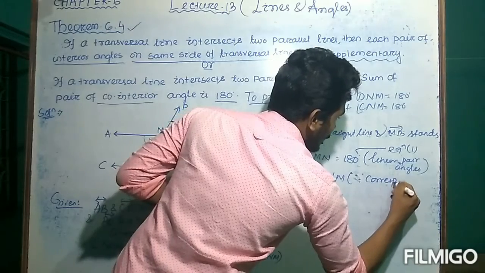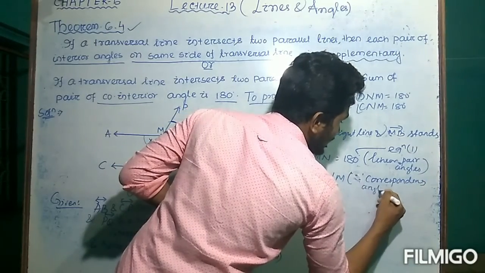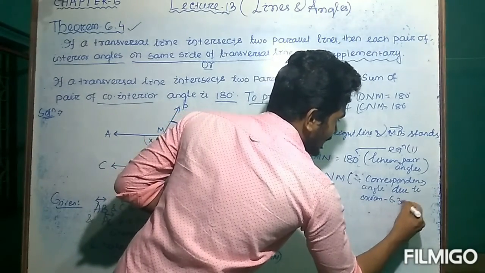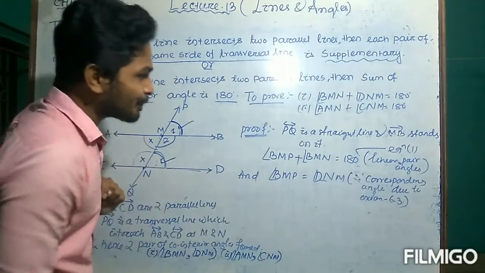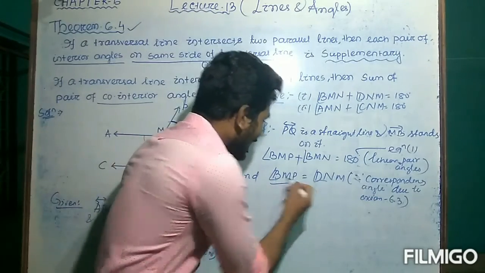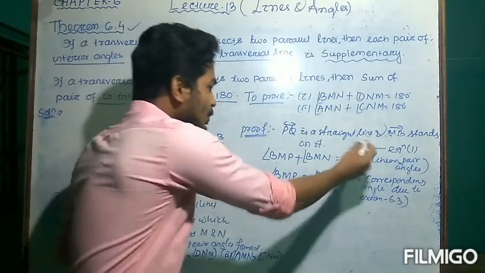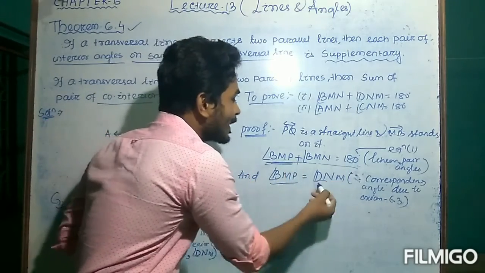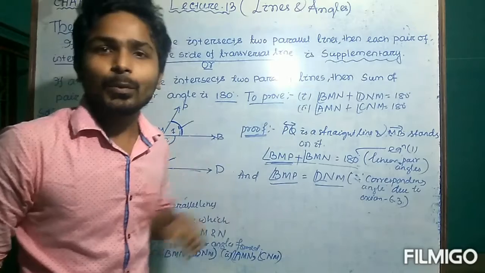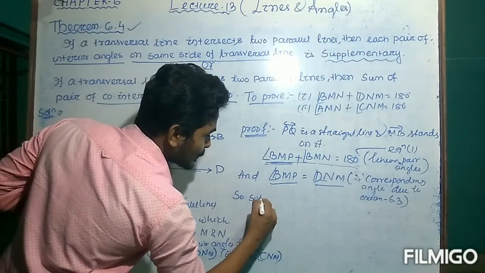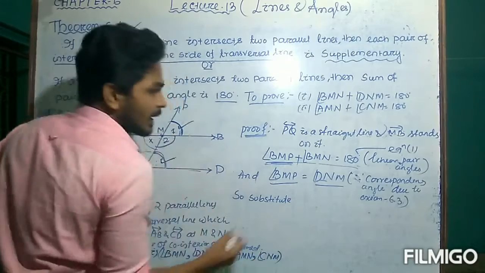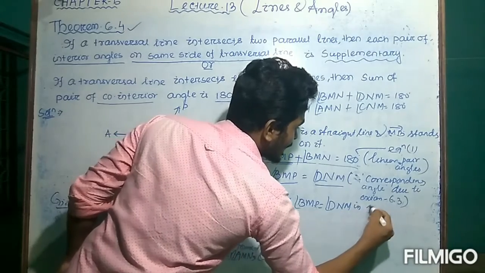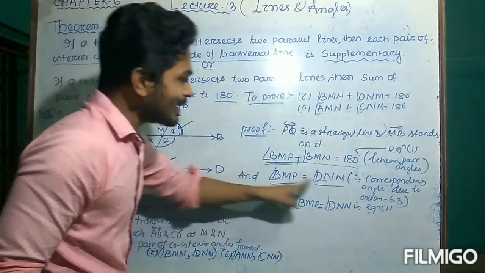Since corresponding angles, due to axiom 6.3, the corresponding angles are equal. Understood? Now, you find that the angle BMP is equal to DNM. In equation 1, the angle BMP plus angle BMN is equal to 180 degrees. In the place of BMP, we can substitute DNM, as these two angles are equal. So substitute BMP equal to DNM in equation 1. The reason is that BMP is equal to DNM.